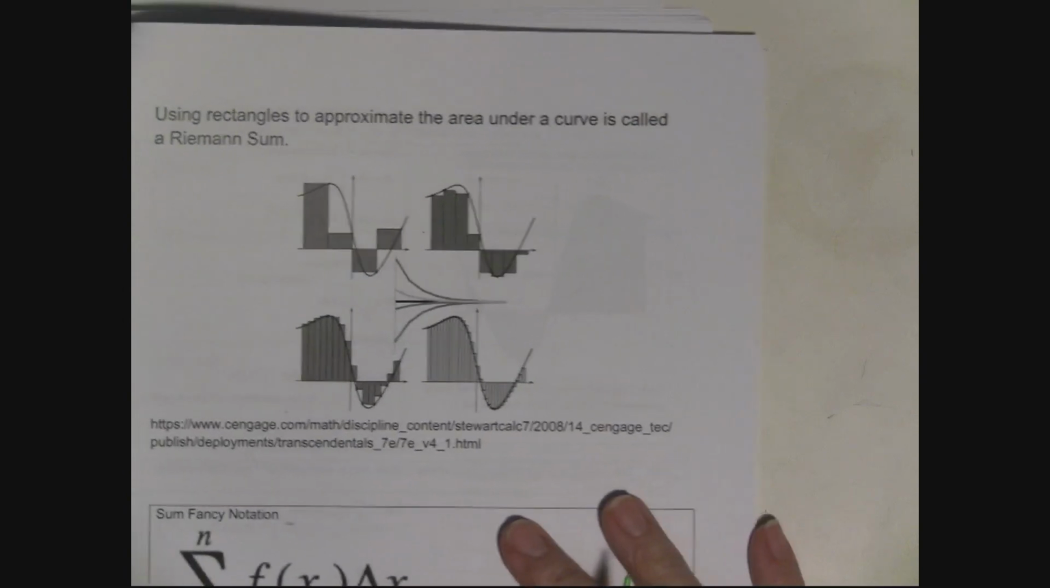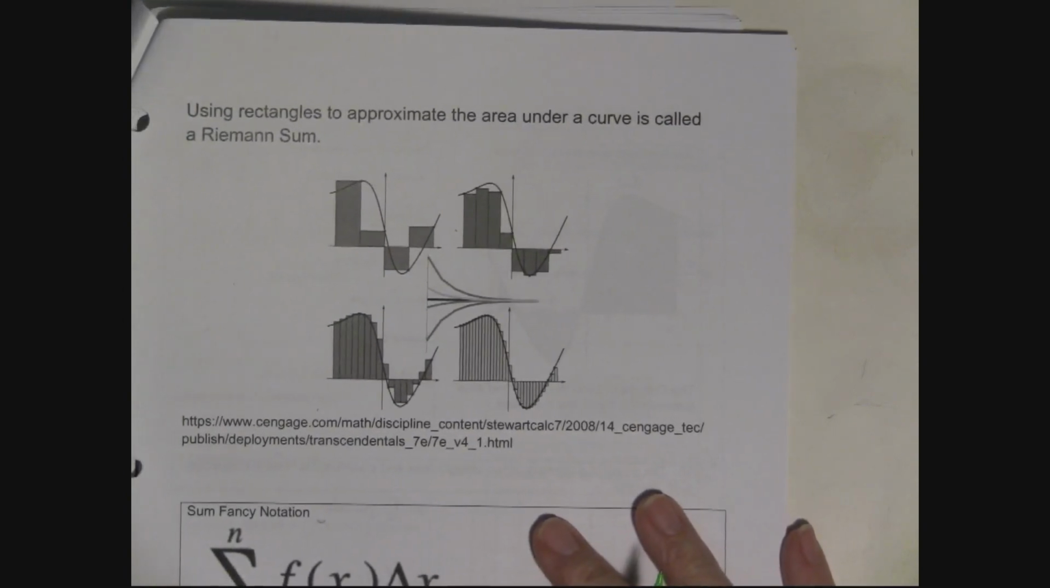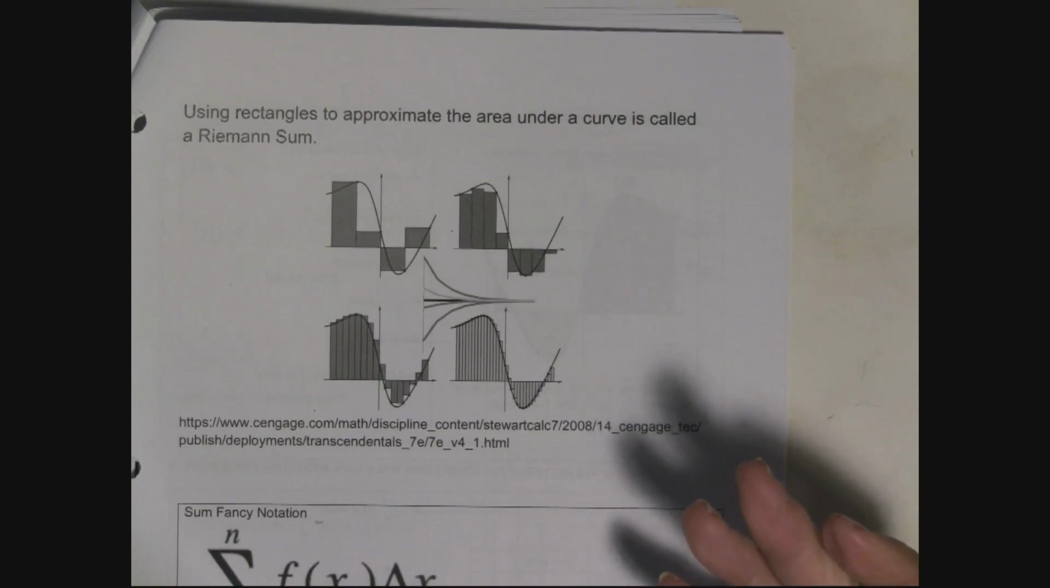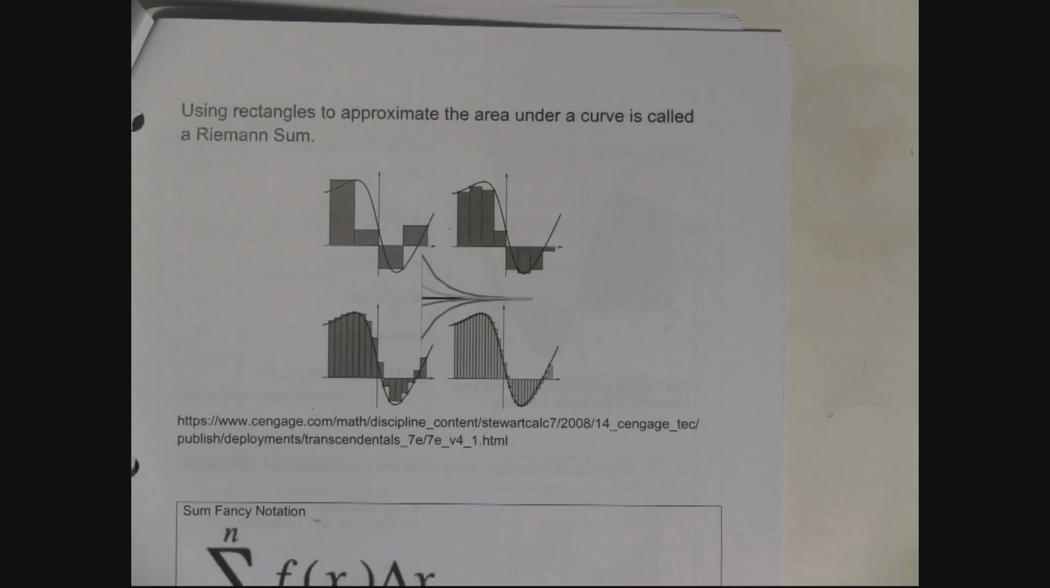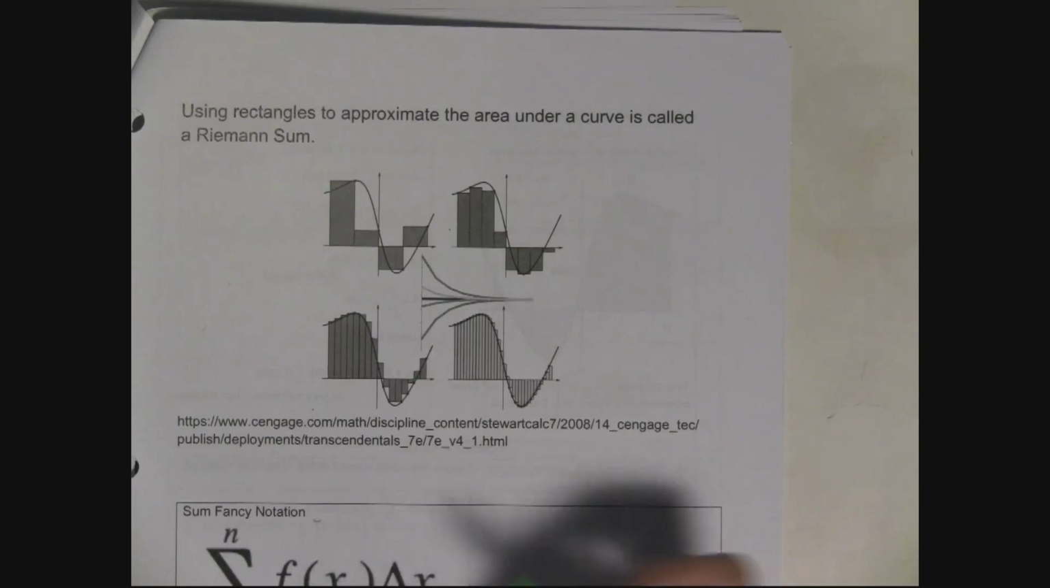So using rectangles to approximate the area under the curve is called a Riemann sum. And they're going to call it a Riemann sum, I think, in the next section, but I'm going to go ahead and call it this now. And so if you use something other than rectangles, then they have different names for it, if you like.